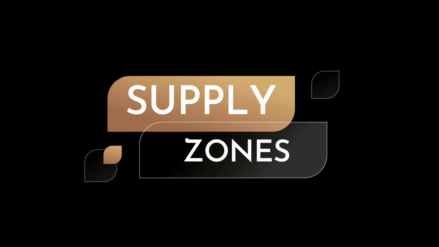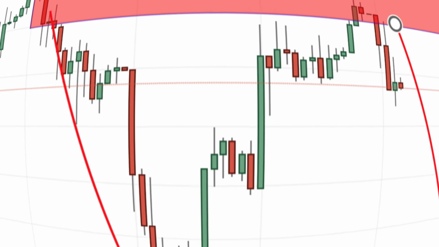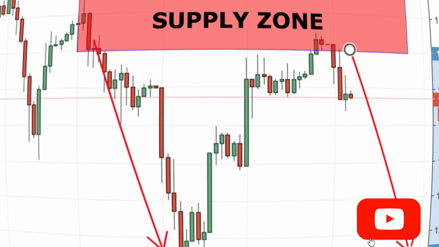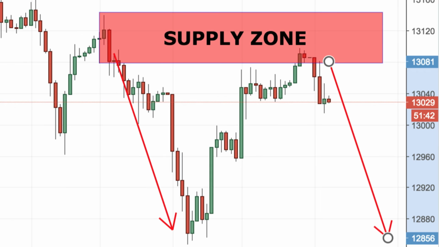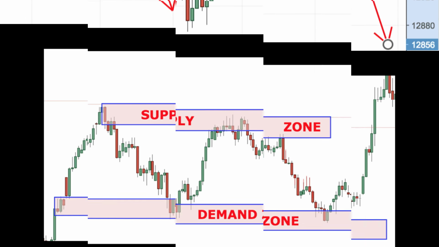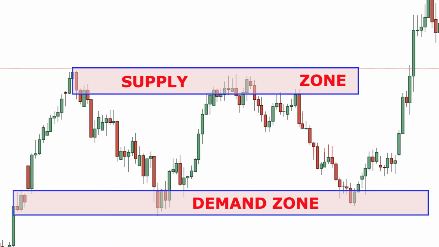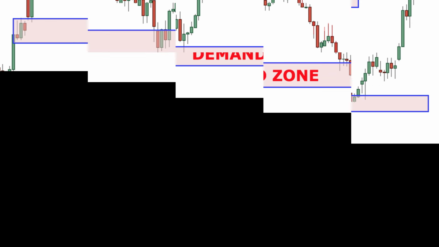Check this out. Supply zones are where the big sellers step in. It's where price usually hits resistance and drops because large institutions are unloading positions. Think of it as a wholesale zone for the market. Prices are high, so sellers jump in.